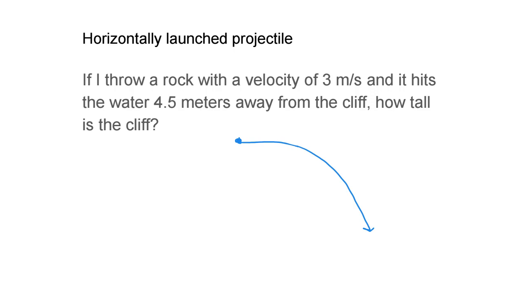So that's sort of half of a parabola. We just have the descending half of this parabola. Now, we don't know how tall this cliff is, but we do know that we're making a splash 4.5 meters away. And we started with an initial velocity of 3 meters per second.